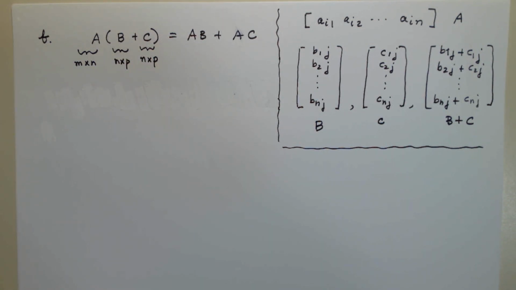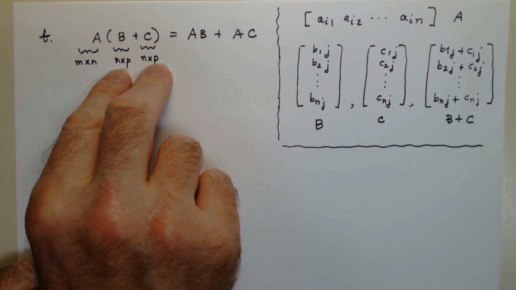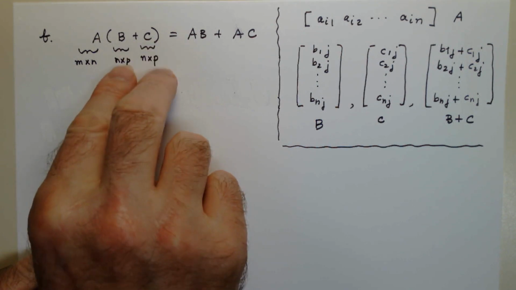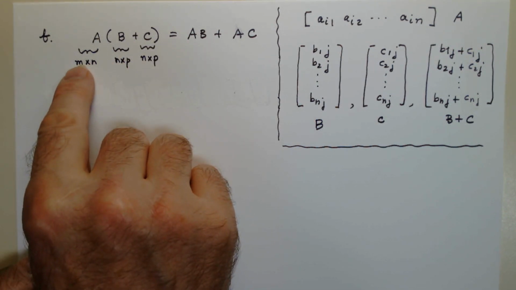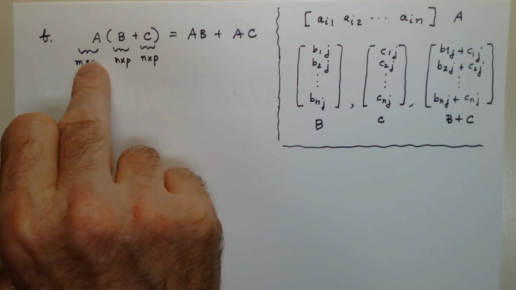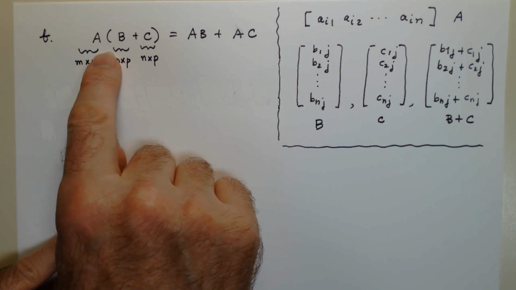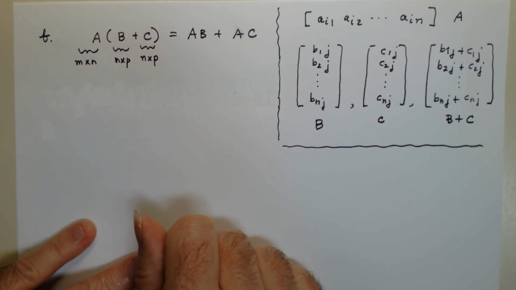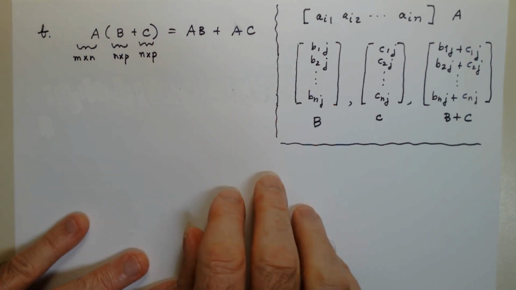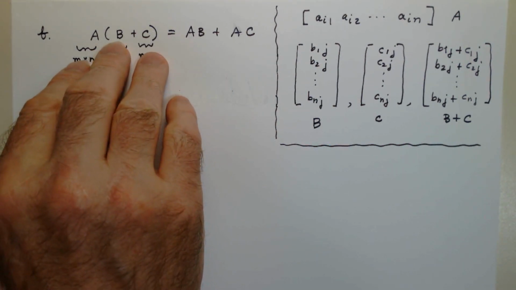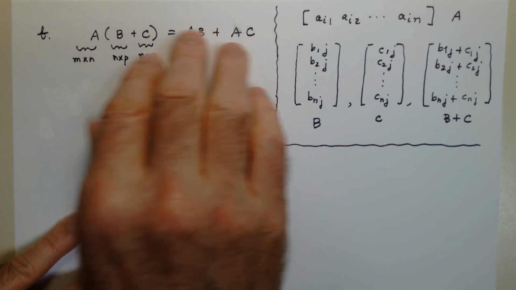And so just to fix things, let's assume that B and C are both n times p matrices so that the addition makes sense. And in order for the multiplication to make sense, let's assume that A is of the form m times n. This way the middle entries, the n's, match, and we know that the multiplication can be carried out. Now, a tried and true method to prove an identity like this is to show that the ij entry on the left is equal to the ij entry on the right. So these are both matrices.